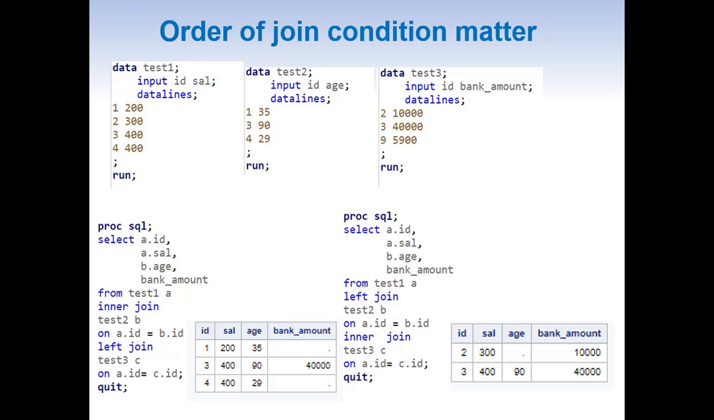So if you see here, by just changing the order of joins, our results change. It is very important to understand the order in which we do our joins and how we get the results. Obviously, whenever you have a missing value, that indicates that for that particular variable we did not have a match.